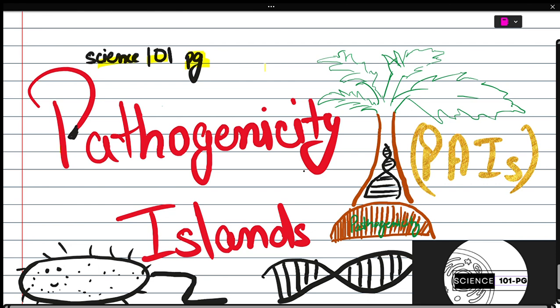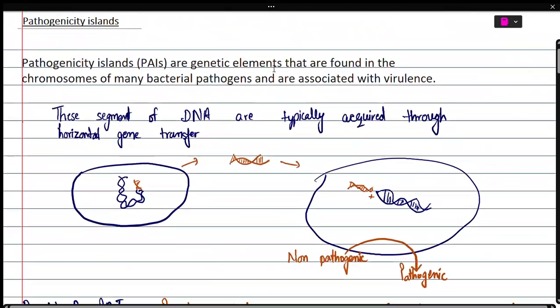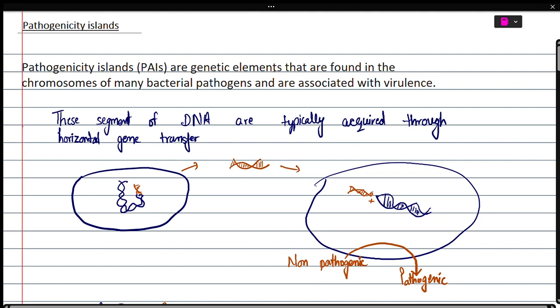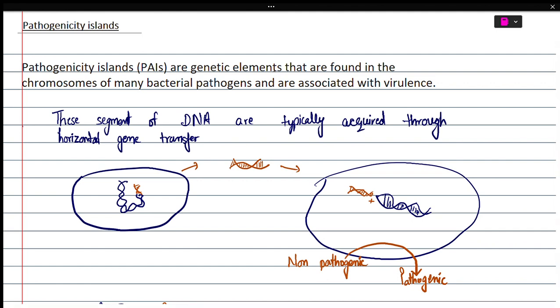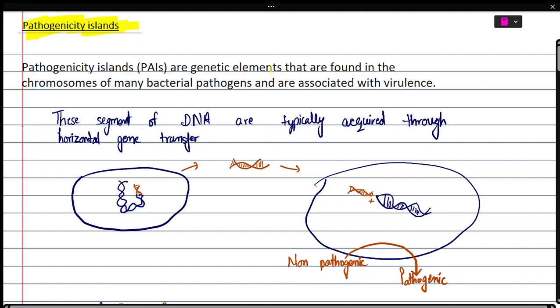So, in today's topic, we are going to learn about the pathogenicity islands. Now, it can be a new topic to someone and it can be an old topic, but we are just introducing it in 101, whatever you want to say, or in quick fashion. Okay, so let us start with what these pathogenicity islands are.